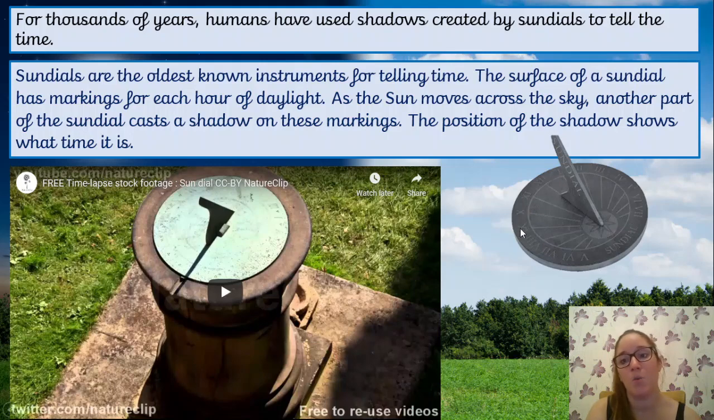As the sun moves across the sky, this part of the sundial, which is called the gnomon, creates a shadow on the markings. Wherever the shadow is, that is the time. So let's have a look. Again, this is a time lapse, so it definitely wouldn't be as quick as this, but I'm just going to show you how the shadow moves to tell the time.